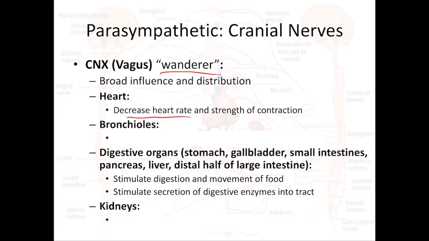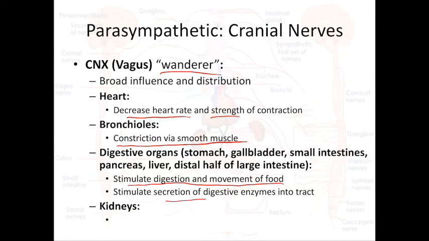Specifically, it decreases heart rate and it decreases strength of contraction. In the bronchioles, leading down to the bottom of our lungs and our airways, it causes constriction of smooth muscle. In the digestive organs, the stomach, gallbladder, small intestines, pancreas, liver, and the distal half of the large intestine, it stimulates digestion, movement of food, and secretion of digestive enzymes. And in the kidneys, it stimulates increased urine production.